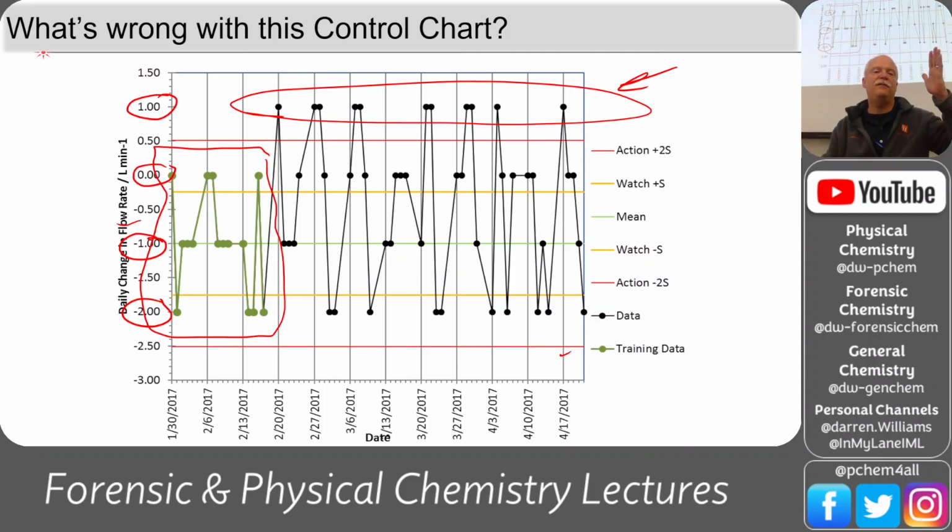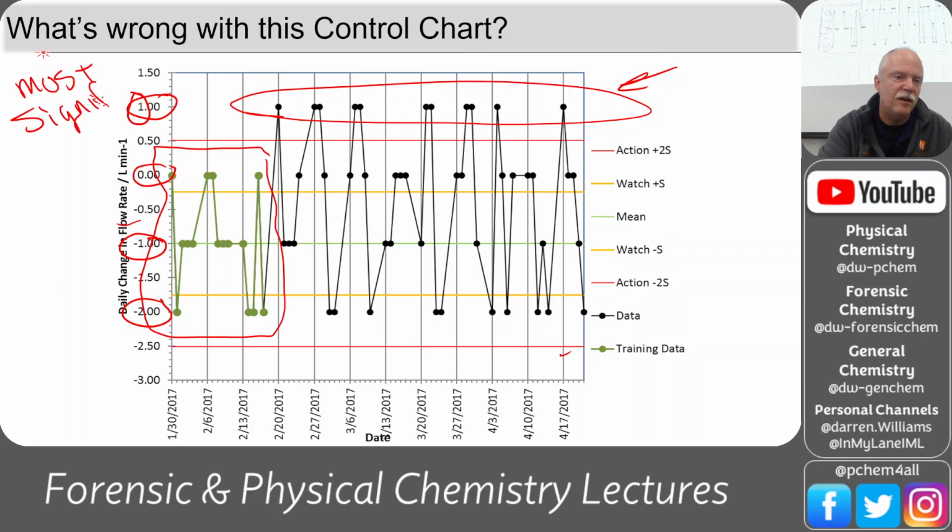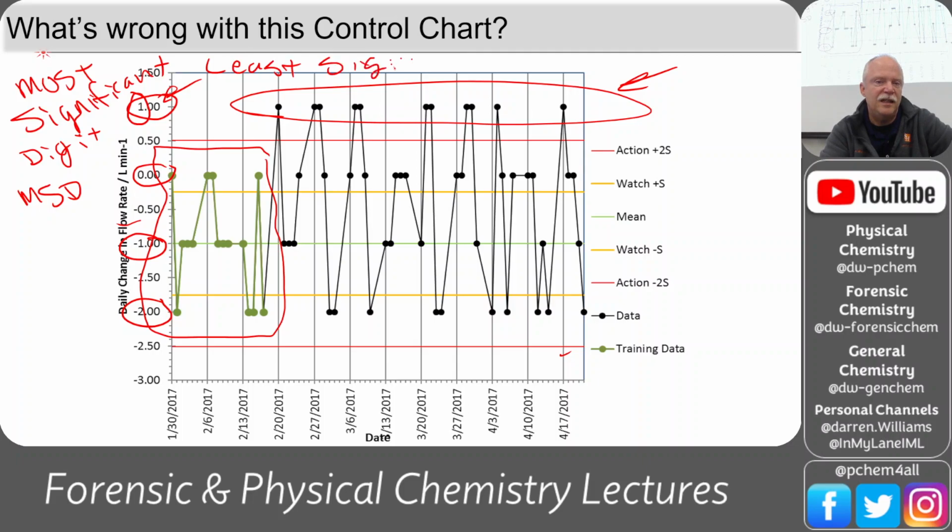This is the first place value, what we call the most significant digit, the MSD. So the ones place is the most significant digit. And it would be nice if that most significant digit didn't change, but lots of these least significant digits change. So this is the MSD, and this is the LSD, least significant digit.